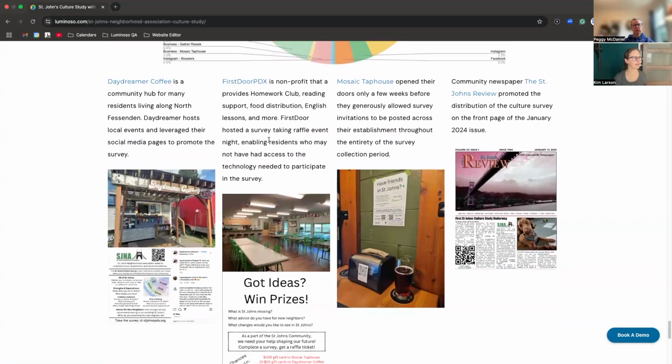First Door PDX put together a survey night. They work in the high density apartments by Pier Park, so there are thousands of apartment residents there. And there was a raffle night. If you take a survey, you get a bingo card, and if you win bingo, there were gift cards to grocery stores, restaurants, a movie night bag. It was just a cute thing.